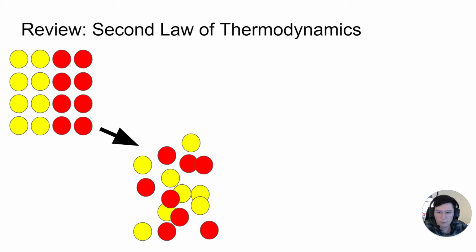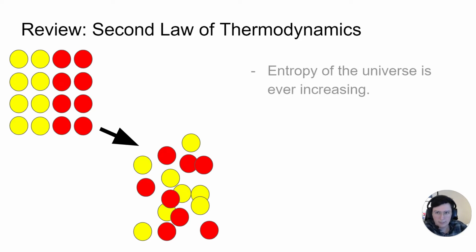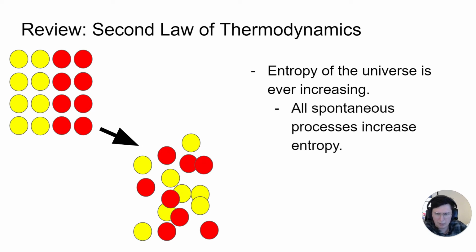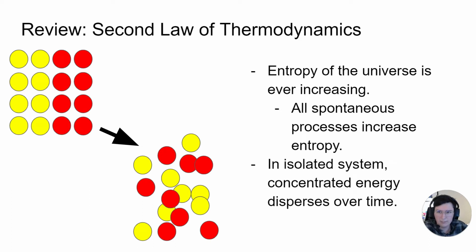All right, before we go too much further, let's do a quick review of the second law of thermodynamics, because it's been a minute. So that second law says that the entropy of the universe is ever increasing. So if you remember, entropy is the state of disorder. And it says that all spontaneous processes must increase entropy. And in an isolated system, this means that concentrated energy is going to disperse over time. So if you have some ordered compound, like in the top left, over time that is going to break apart.